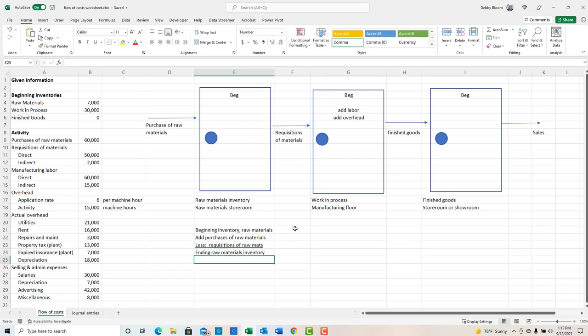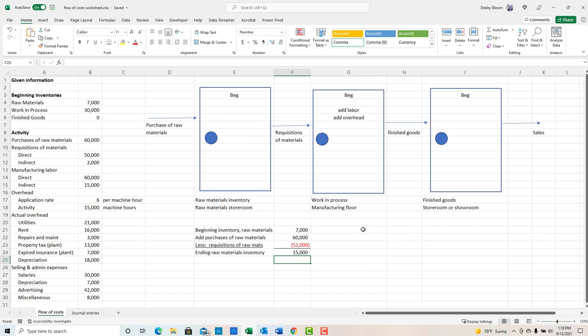So we're given all of the information. Our beginning inventory of raw materials is 7,000. We purchased 60,000 of raw materials, and we actually requisitioned 52,000. It includes both the direct and indirect. So we took 52,000 of materials out of the raw material storeroom. So now just adding that all up together, we can see now that our ending raw materials inventory is going to be $15,000.